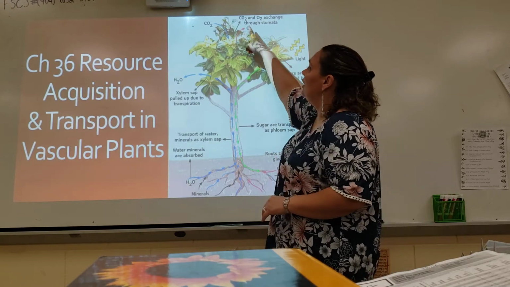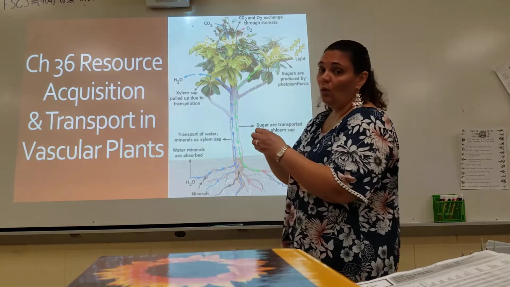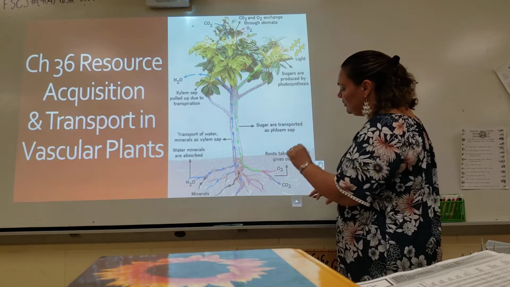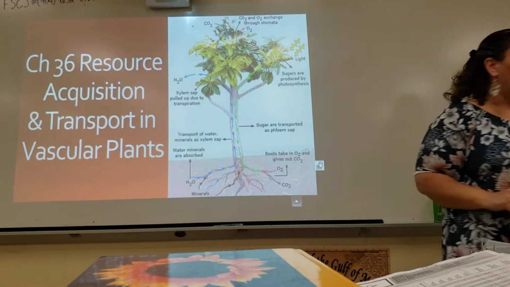And then of course you've got the oxygen and carbon dioxide going in and out through the stomatas, which are being opened and closed by the guard cells. So I really like this picture. So please, please, please take the time to take a look at it, okay? All right.